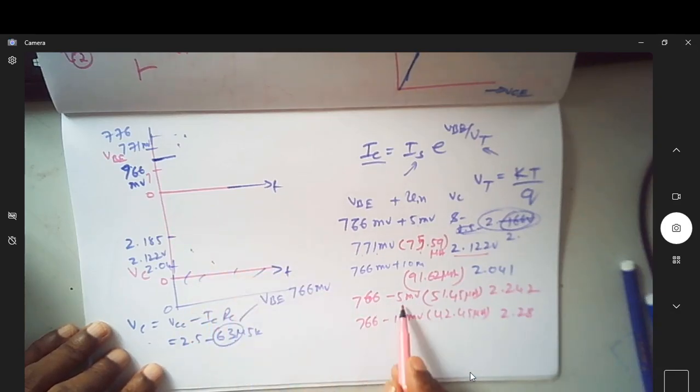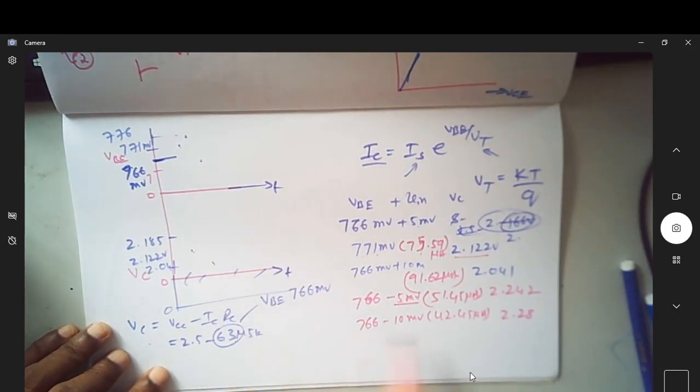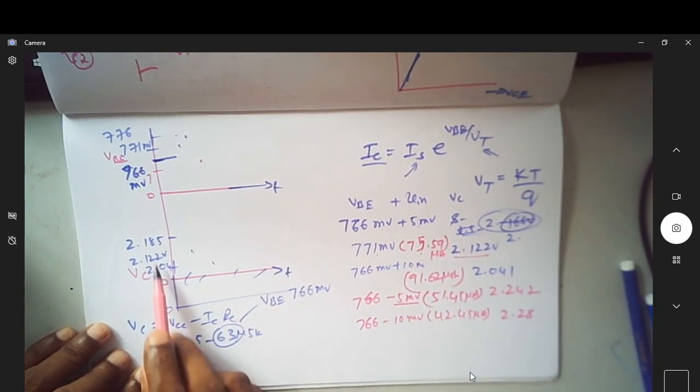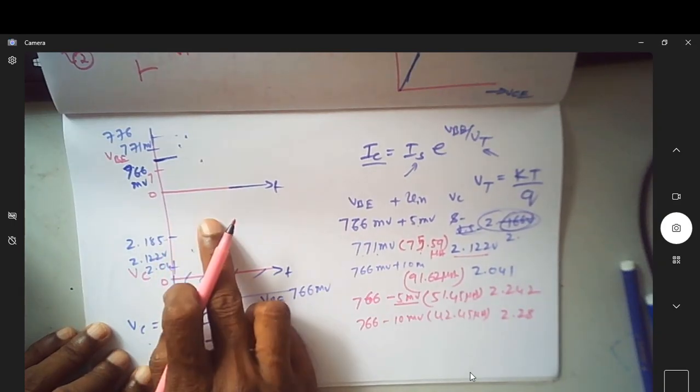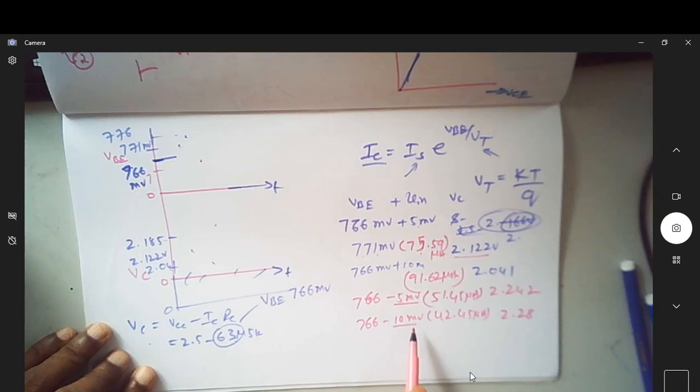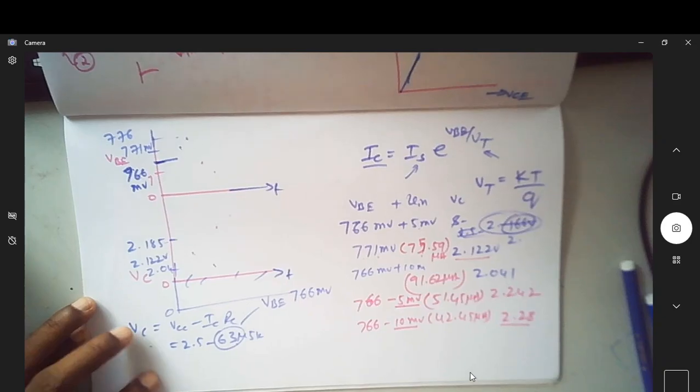Now in the next case, we actually reduce the value of VBE by 5 millivolt. It has reduced, but you can see the VC has actually increased from 2.185. So you can see now it has increased here. So when I reduce it further, can you see it has gone to 2.28?